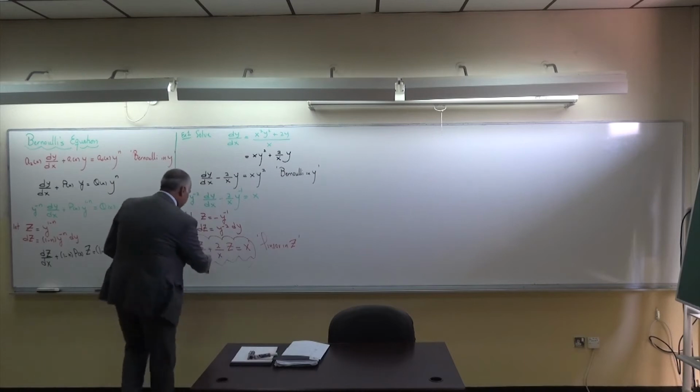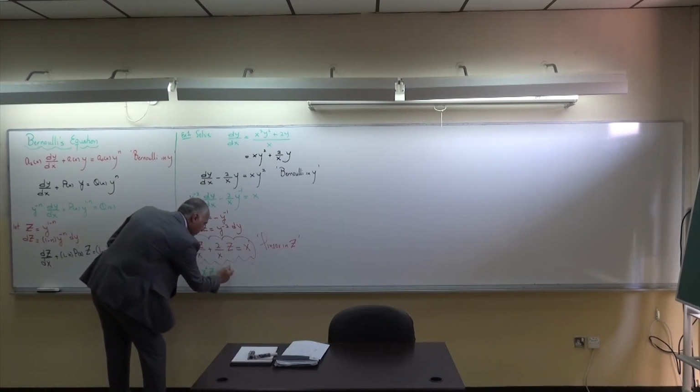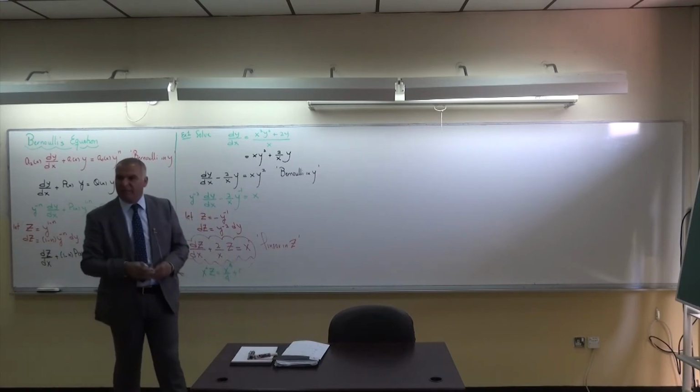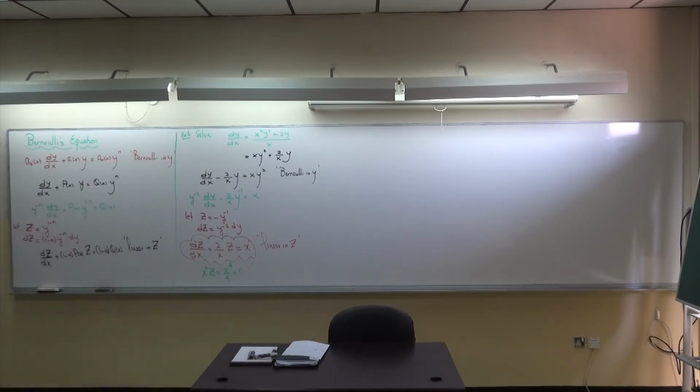So the answer will come out here, if you don't mind, x squared z equals x to the 4 over 4 plus c. And this is the final solution. Remove the z, put its original value, which is minus y to the minus 1, and you get the solution in terms of x and y.